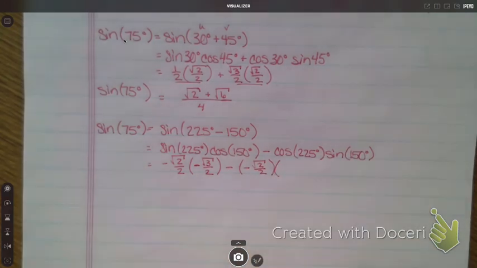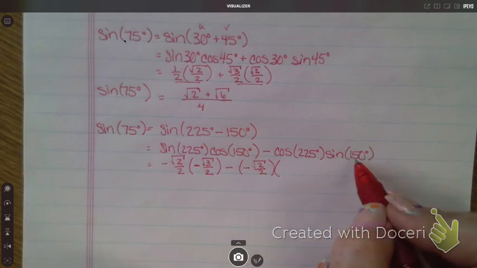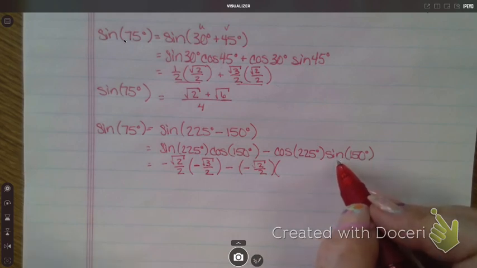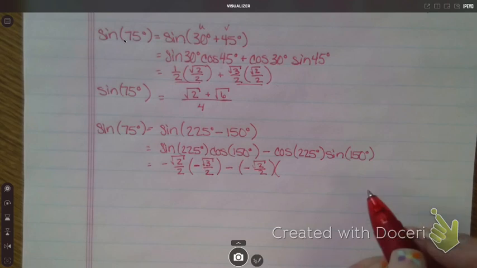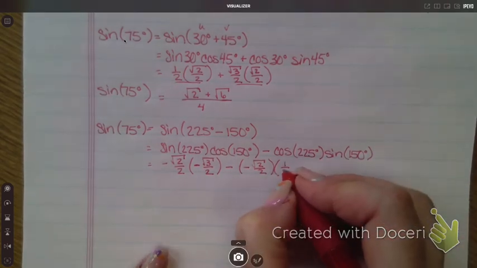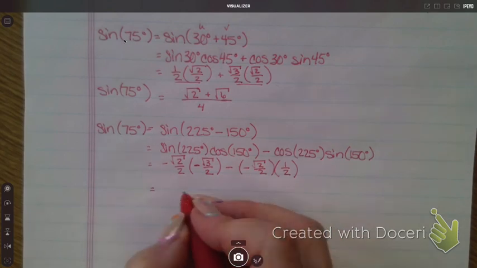And then the sine of 150. Sine of 150 is in the second quadrant, where sine is positive, so I don't have to worry about that. The reference angle is 30, and the sine of 30 is 1/2. So the denominator would be 4 again.